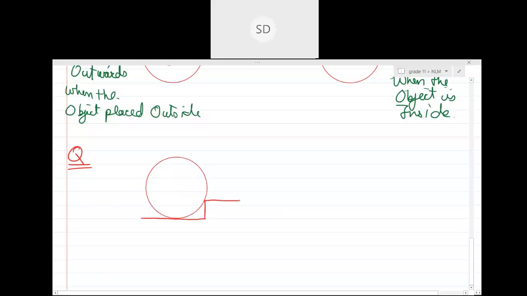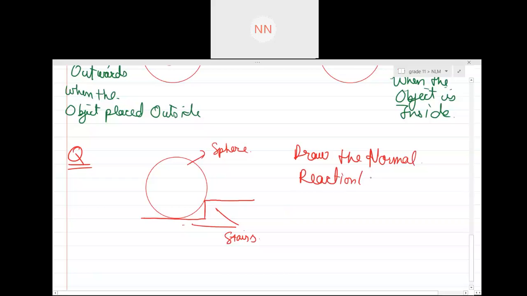Yes, sir. So guys, can you see in the figure there is a sphere, and this is a stair, suppose. So there is this sphere. I want you to draw the normal reaction. How many normal reactions will be there?